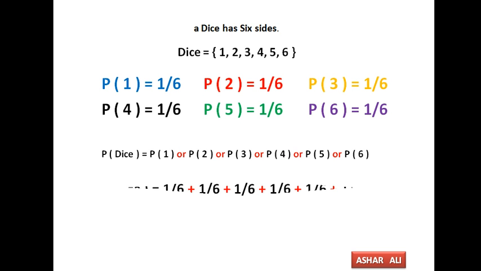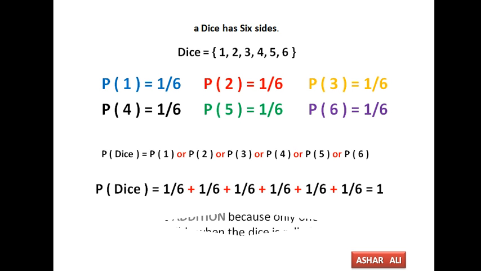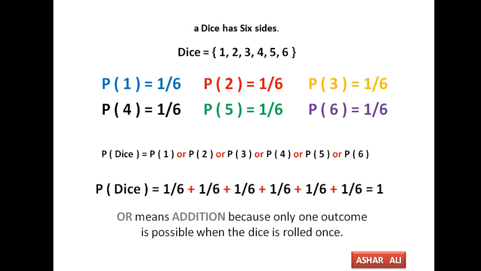The probability of the event of a dice would be probability of 1 or probability of 2 or probability of 3 or probability of 4 or probability of 5 or probability of 6. Or means addition, because only one outcome is possible when the dice is rolled.